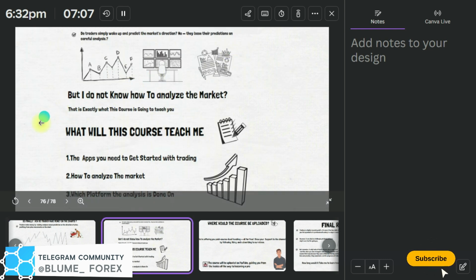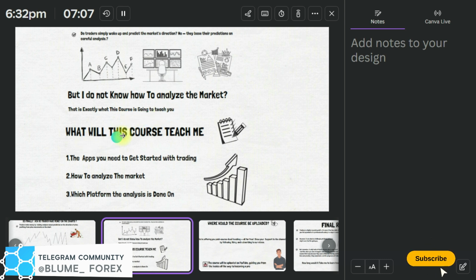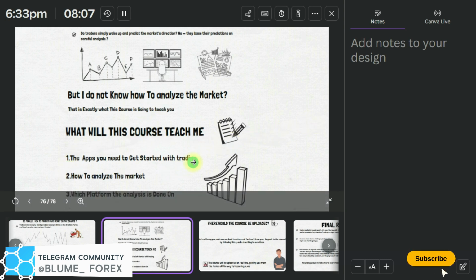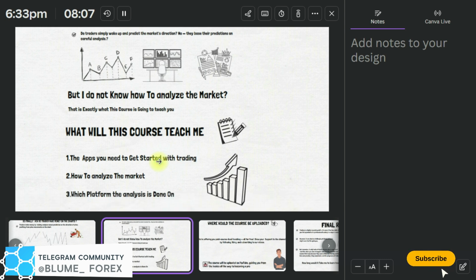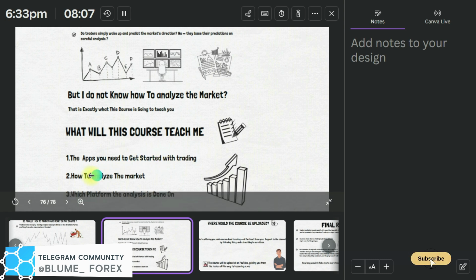Now someone is going to ask, but I don't know how to analyze the chart, right? So that's exactly what this course is going to teach you, how to analyze the trading charts, and how to profit from price movement. This course is going to teach you the apps you need to get started with trading. Some of you don't even know where to start, which apps to download, how to set things up, brokers and all that. So we are going to start with the apps you need to start trading, what a broker means, all those basic concepts, right?